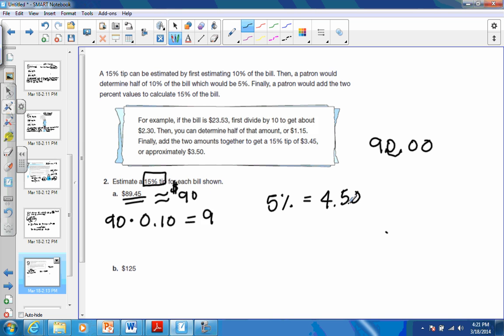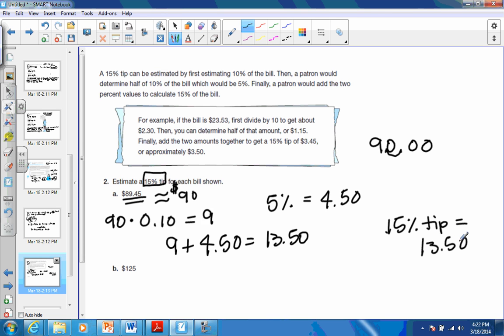All I did was I figured out what 10% of 90 was, which is 9. Then I took half of that number, which is 5%, because half of 10% is 5%. I took half of that, and it's $4.50, because that's half of 9. So then I would take 9, and I would add $4.50 to it to get $13.50. So a 15% tip would be $13.50 for this case.